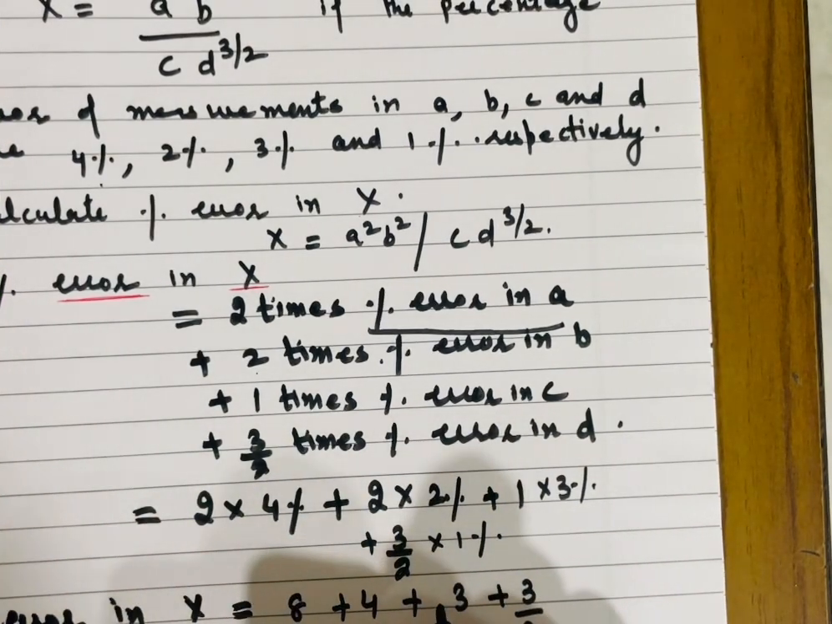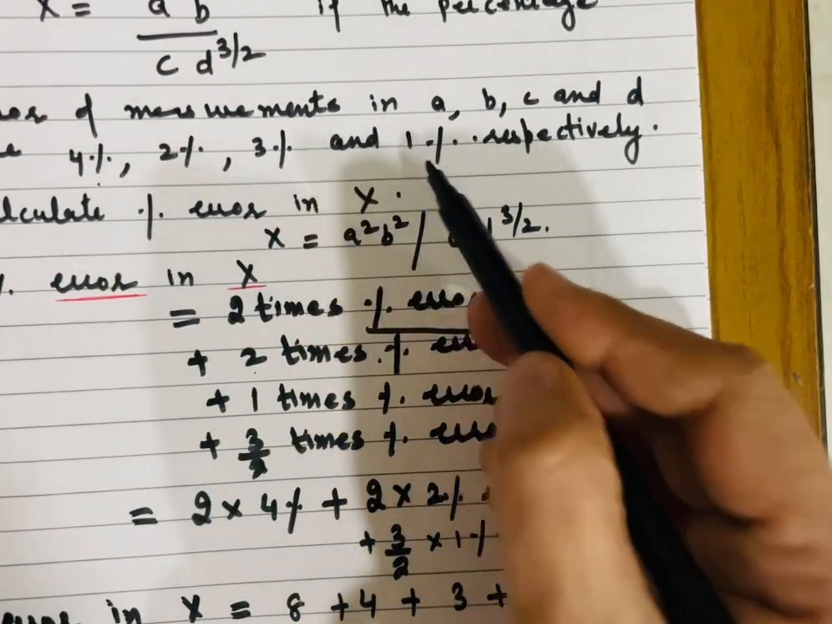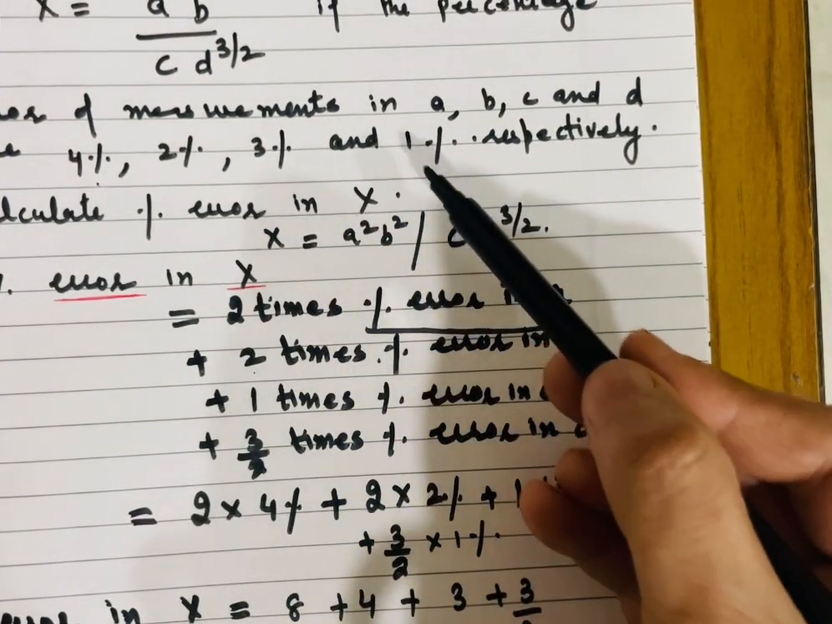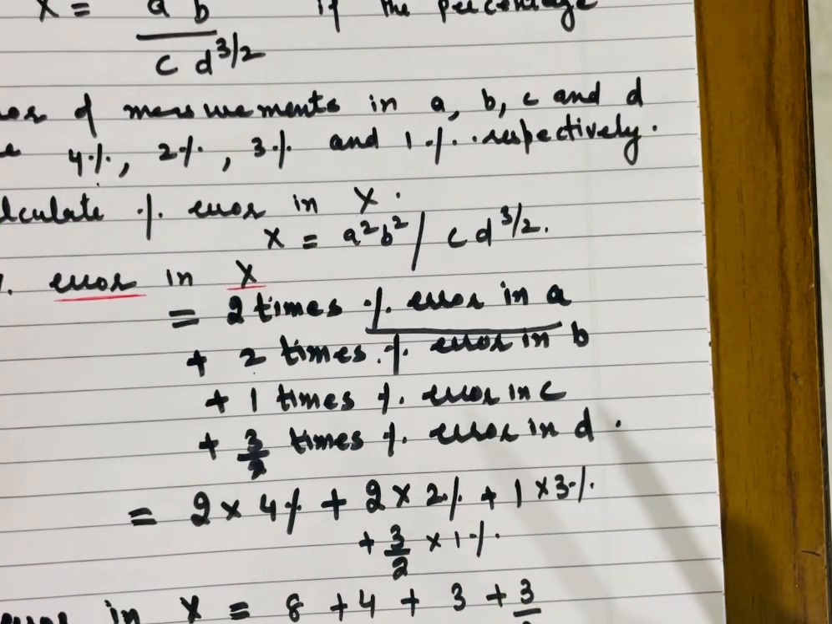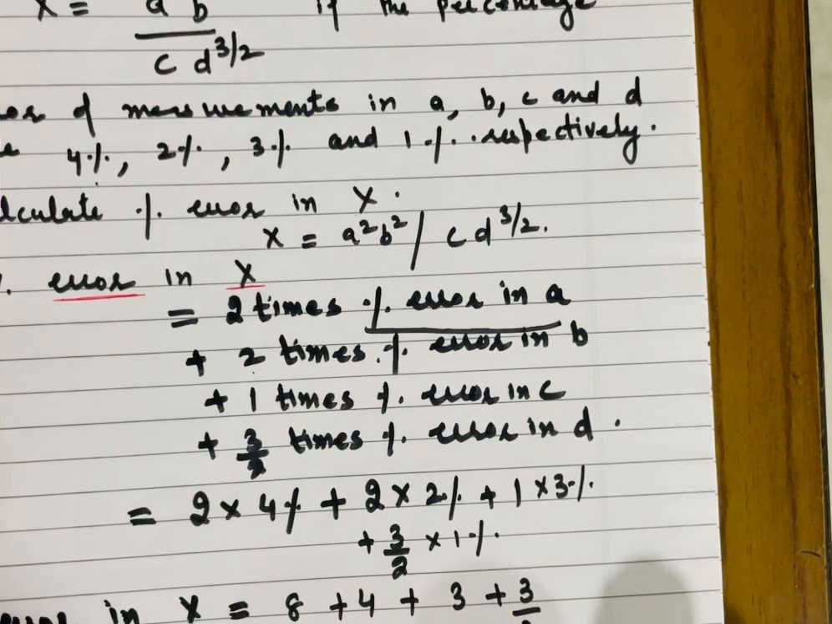Or if you want to cut here, you can also write the 2%, then 2 will be cut. So it is 8 plus 4, that is 12, 12 plus 3 is 15, 15 plus 3 by 2, that is 30 plus 3 by 2, that is 33 by 2%.